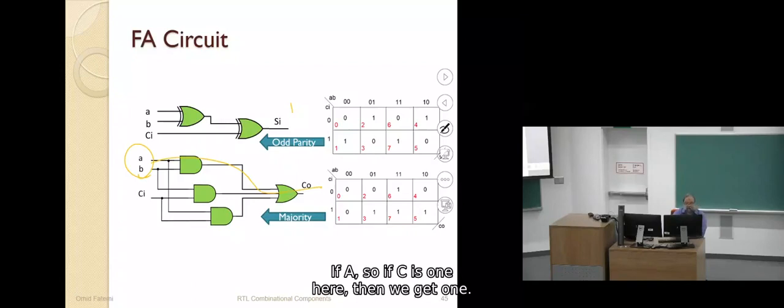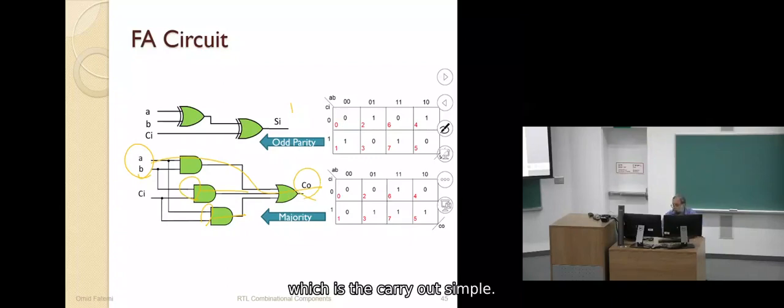If AI and BI are 1, we get 1. If AI and CI are 1, then we get 1. If BI and CI are 1, we get 1. So if any one of these ANDs, meaning two of the inputs are 1, generates 1 at the output, that is the carry out. Simple. So we built a full adder, just a 1-bit full adder.